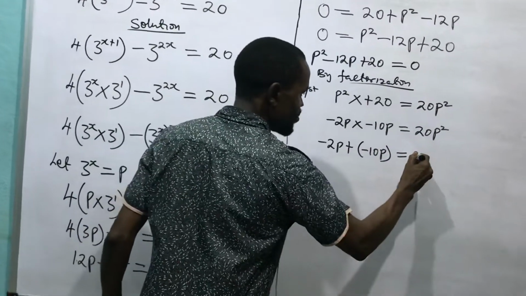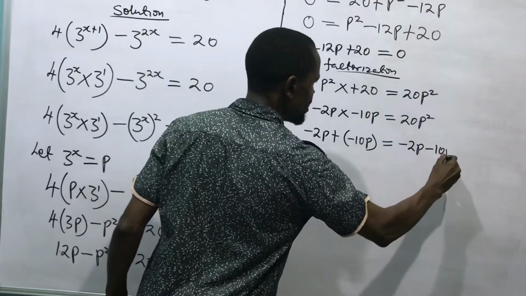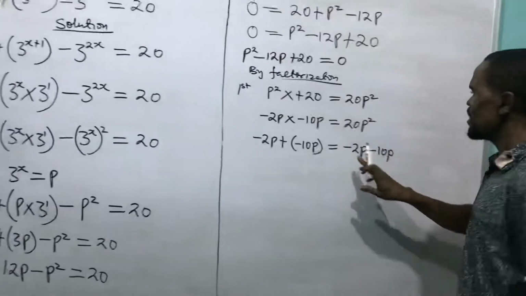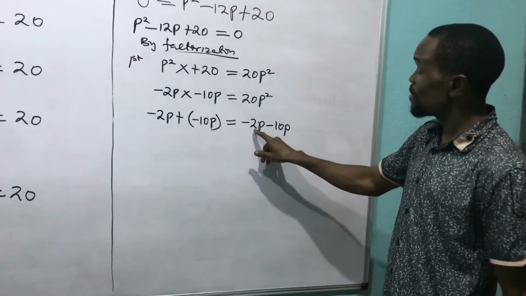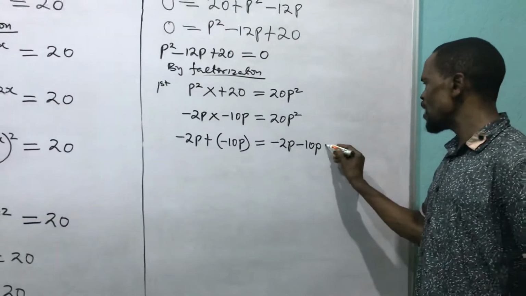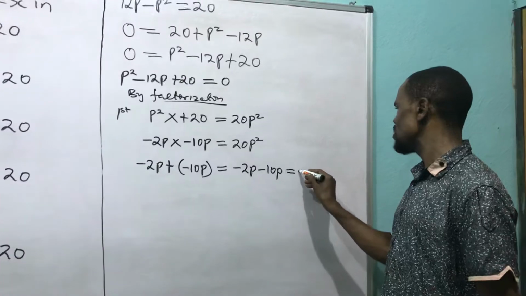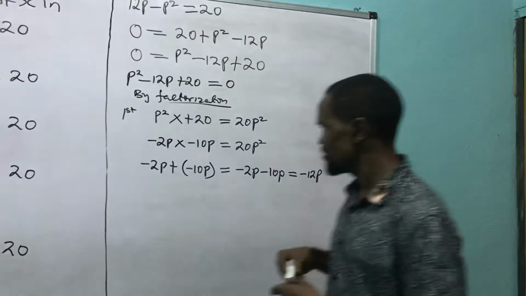Minus. That gives me minus 2p minus 10p. And what does it mean? It means I'm owing minus, I'm owing 2p, and I'm owing again 10p. How much am I owing in total? I'm having minus 12p.